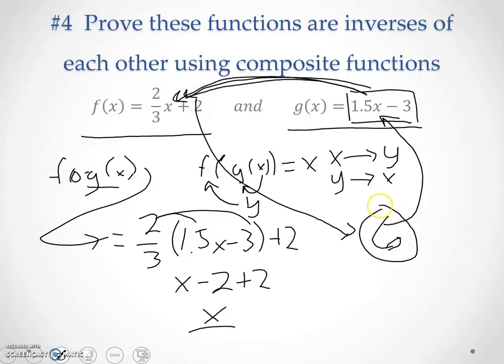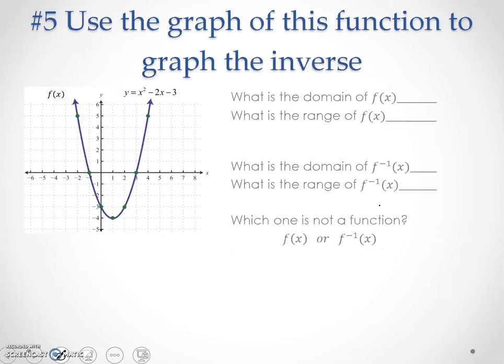And you can see that they are inverses of each other. Let's take a look at the last slide here. It says use the graph of this information to graph the inverse of this function. So we have this function, y equals x squared minus 2x minus 3. And it's asking, first of all, for the domain.